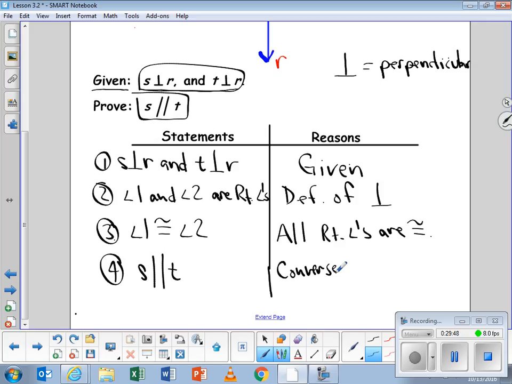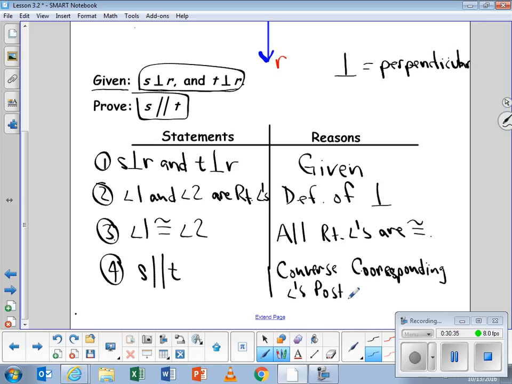What are we learning today? What kind of angles are they? Corresponding angles. Converse of the corresponding angles postulate. Once I've proven those angles are congruent, then I know those lines have to be parallel because of that postulate. That postulate says if the angles are congruent, then the lines have to be parallel.